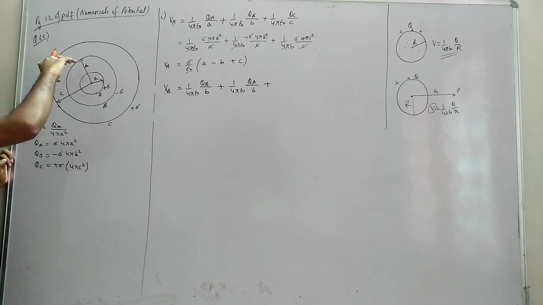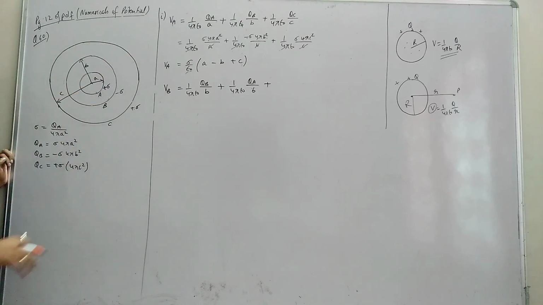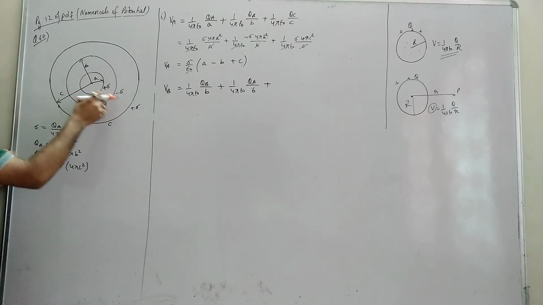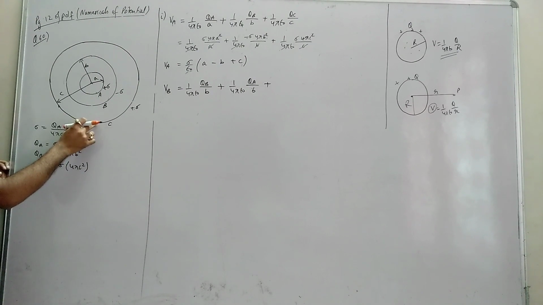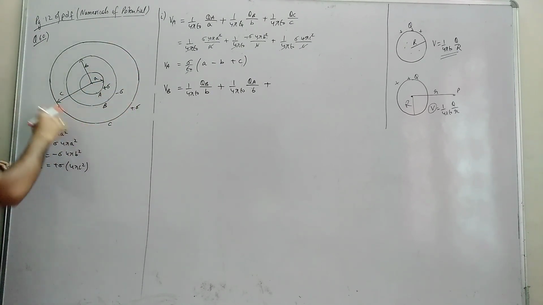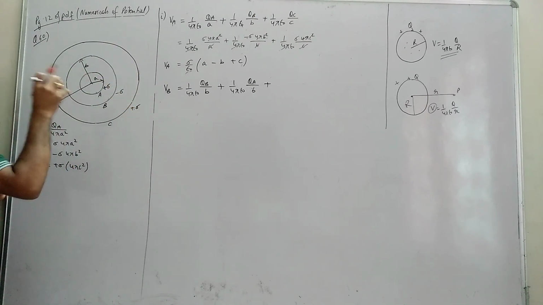For C, again B will have some potential, but now this B is inside C. This B was outside A. That's why we use this distance, not radius. And for C, B is inside. That means whatever the potential is on the surface of C due to its own charge, the same potential is acting on B also.